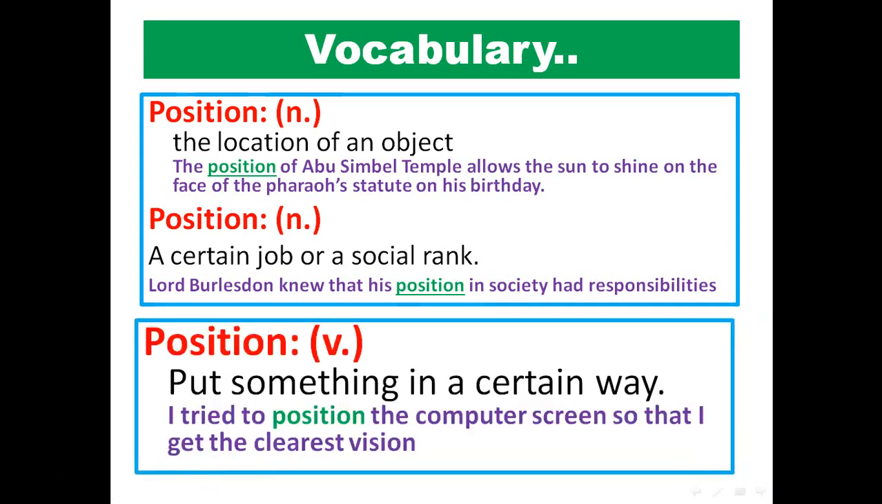Okay, we have the word position as a verb. You can position something. This means you adjust its position, adjust the way it is placed. So position means put something in a certain way. I try to position the computer screen so that I get the clearest vision.